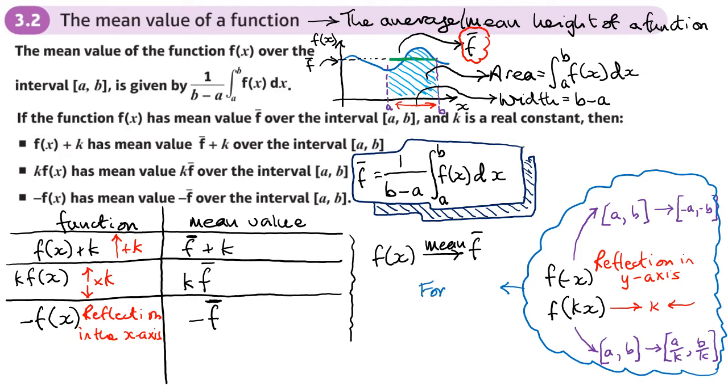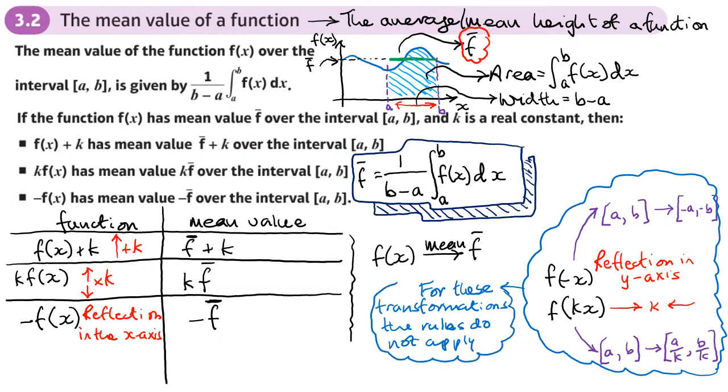Okay, so for these transformations, the rules do not apply. So we can't create the same type of rules in terms of, alright, you just take the original mean and do something to it, because the intervals have changed.